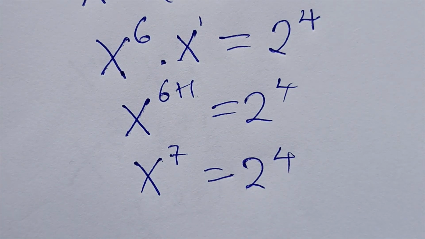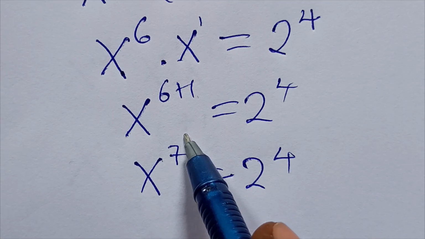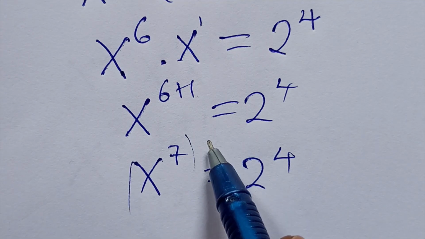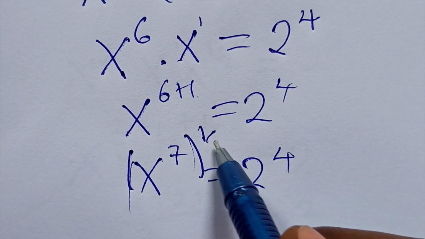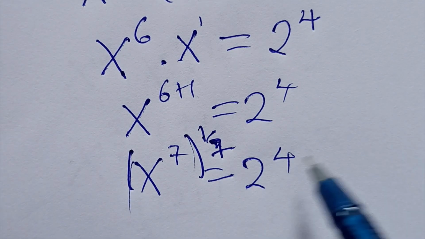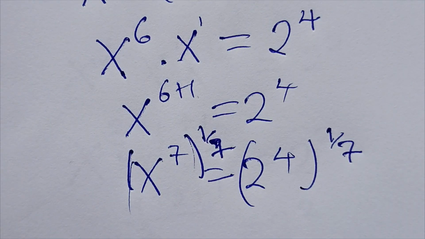So what we are looking for is x, not x to the power of 7. Hence, we can apply the power of 1 over 7. So we can decide to apply this by 1 over 7, and the same here, 1 over 7. Since we've applied it at the left hand side, we can apply it at the right hand side.